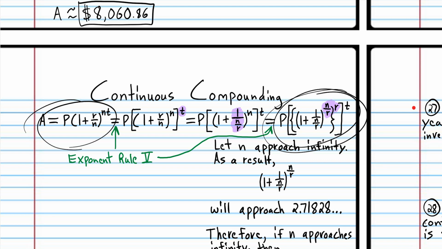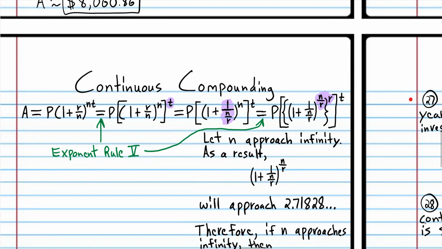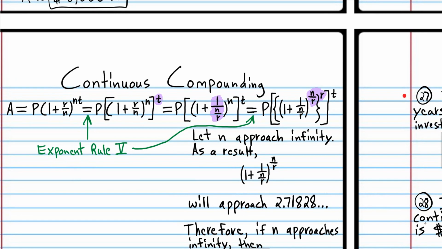Why do we do that? Well, mathematicians have noticed that as you make n bigger and bigger, remember, n is the number of times you're compounding per year, if you make it 1,000, then a billion, then a trillion, then a quadrillion, if you keep making it bigger and bigger, then this expression inside here, and I'm going to highlight that expression, approaches some special number.